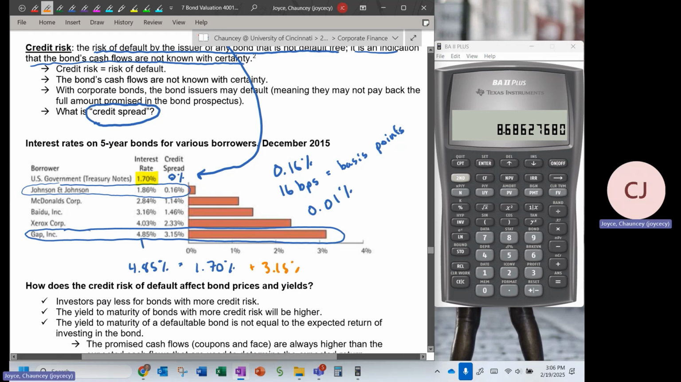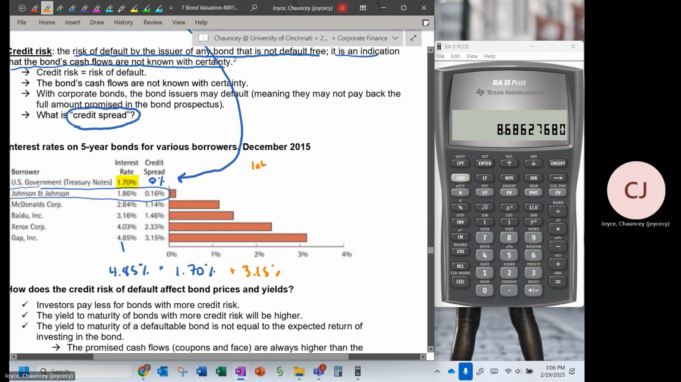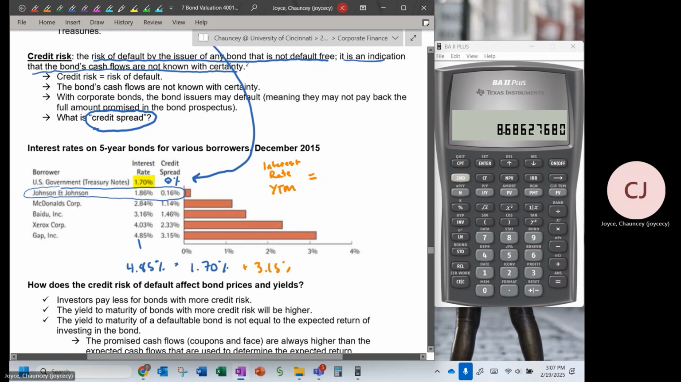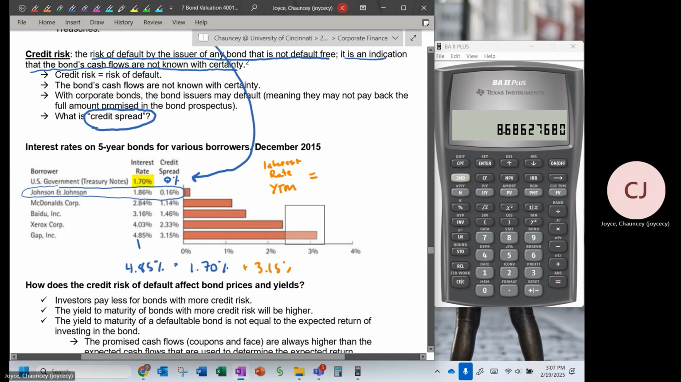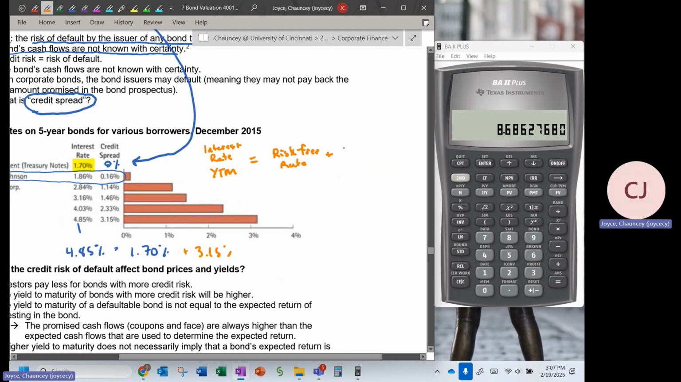So what equation is not shown in this chart? Well, you have your interest rate. Let's put that in there as our yield to maturity is equal to our risk-free rate with our credit spread.